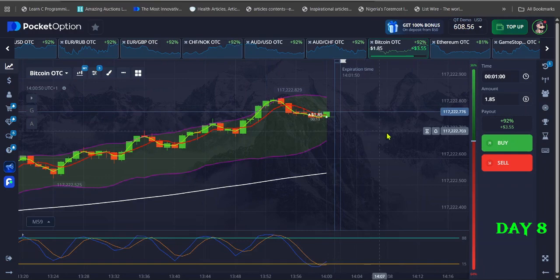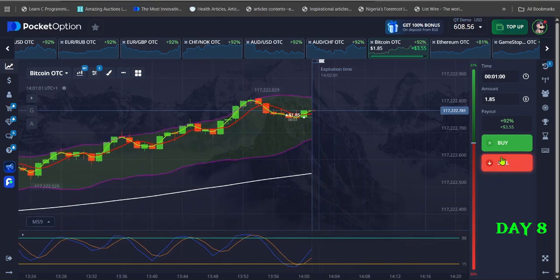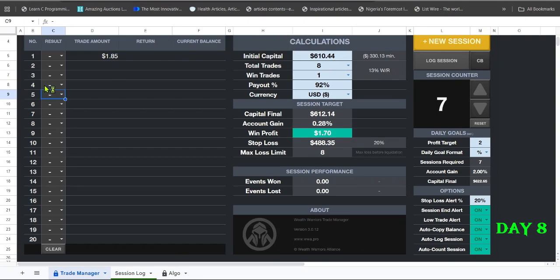So I took this trade in here, and let's see if it will give us profits. We're already hitting profits and it's a win. All right, so it's a win back here. So we'll mark it as a win. We end our session. So we have completed our 7th session today.